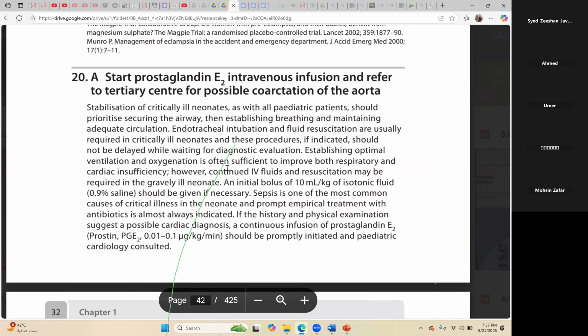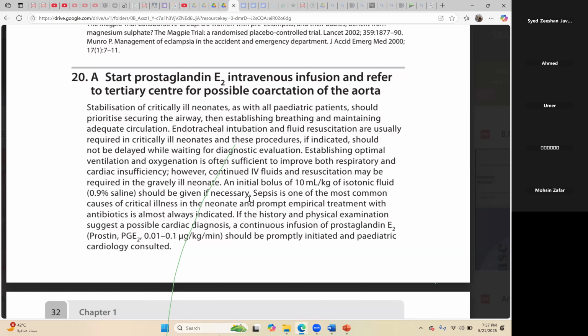Actually, what they are saying is that you need to correct the volume status, because initially an initial bolus of 10 ml per kg of isotonic fluid should be given. The terrible pediatric solution which we use is 0.18% normal saline with 5% dextrose. It's a killing solution. So never use it. There is no indication for it.